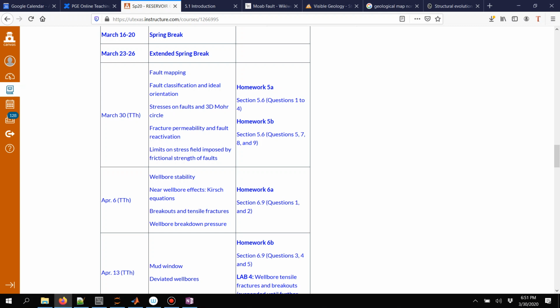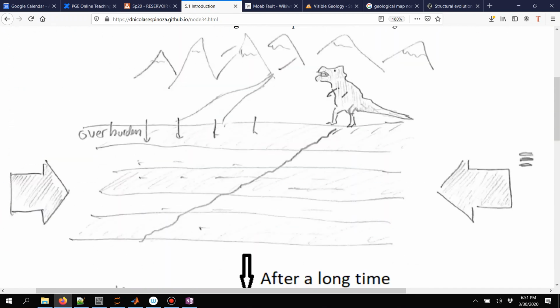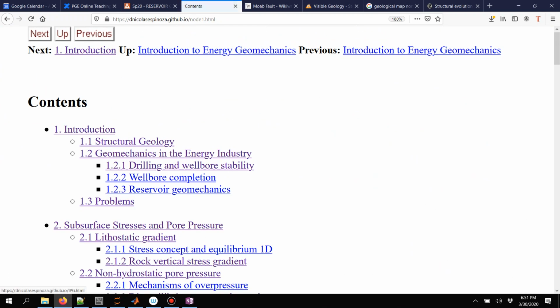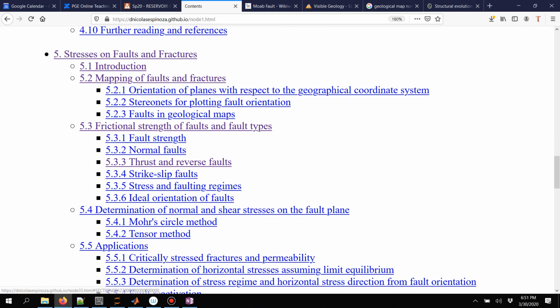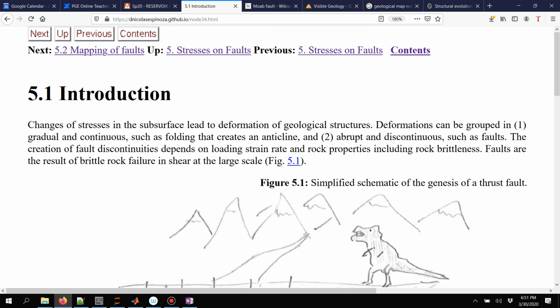And we're going to see that with variations of pressure in the reservoir, sometimes we can alter that equilibrium. So we want to make sure that we do not produce any unintended consequences from changing the pore pressure in the reservoir, for example. All right, so we will start with faults, and this is chapter number 5 in the notes, and we'll start with a brief introduction.